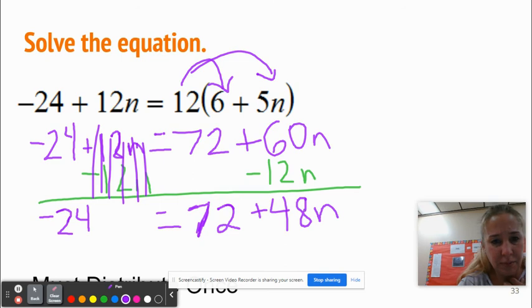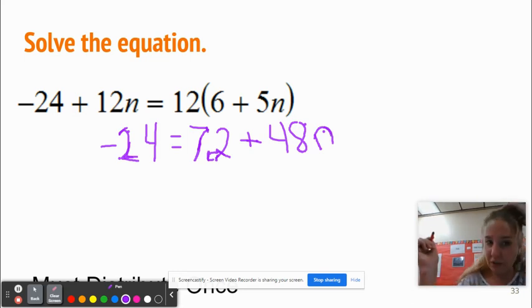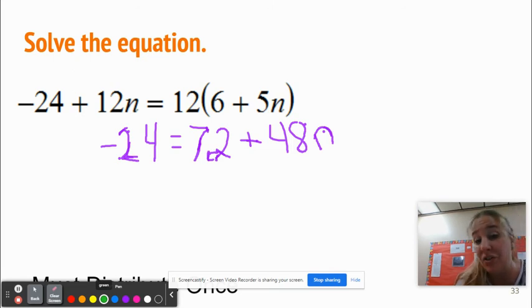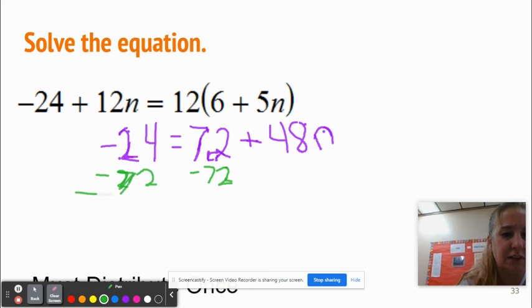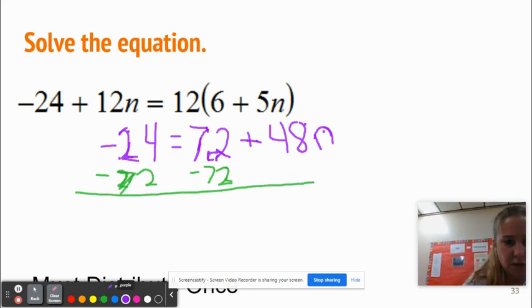Okay, I'm going to clean up this board a little bit, so if you want to pause to get these notes taken down. Okay, so I just cleaned up, rewrote the last step we were on. But the next step, we want to get rid of this 72, right? Because we need to get the variable term alone. So it's positive 72. We're going to subtract it off. I need new styluses or something. Okay. So this disappears. That's why we did that.